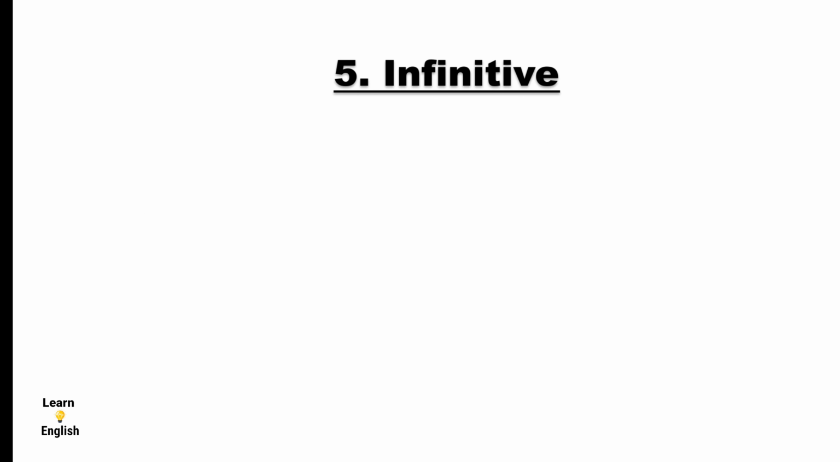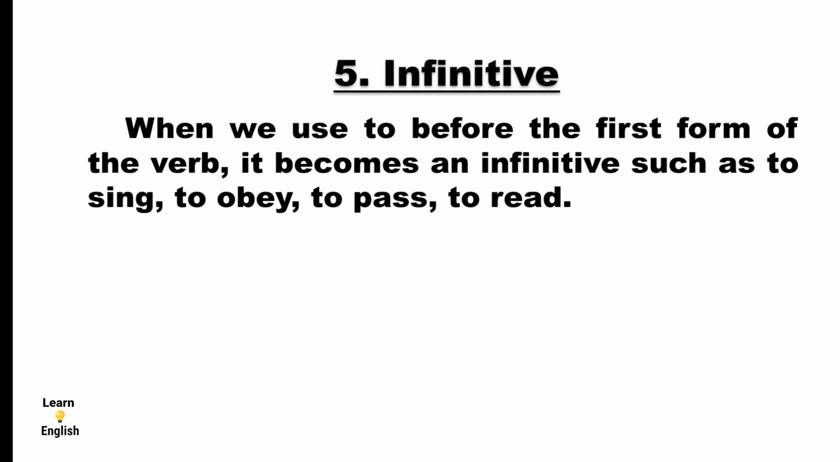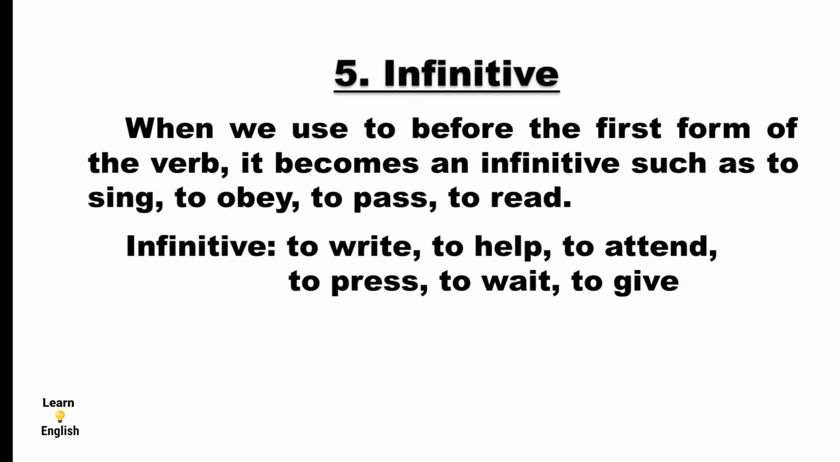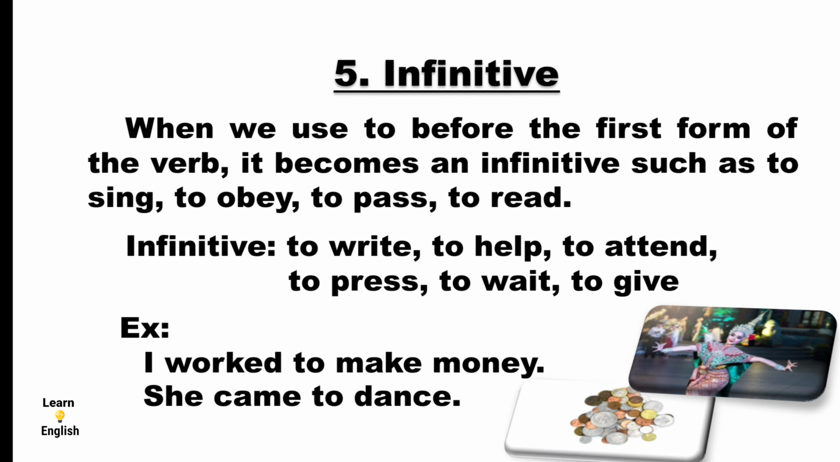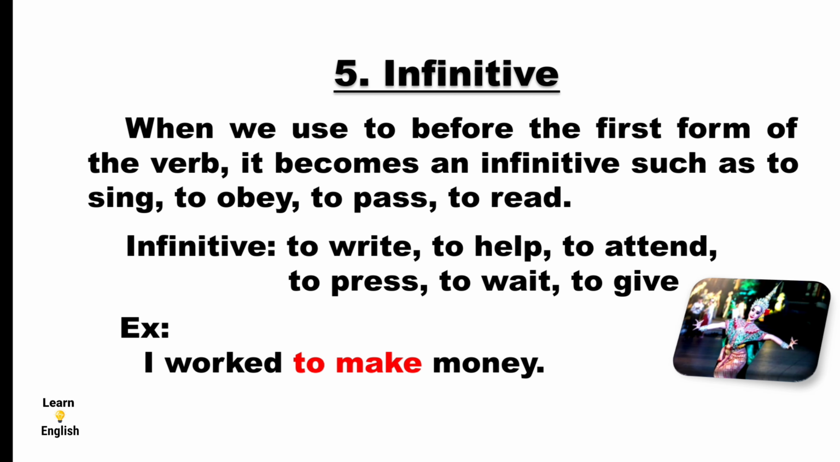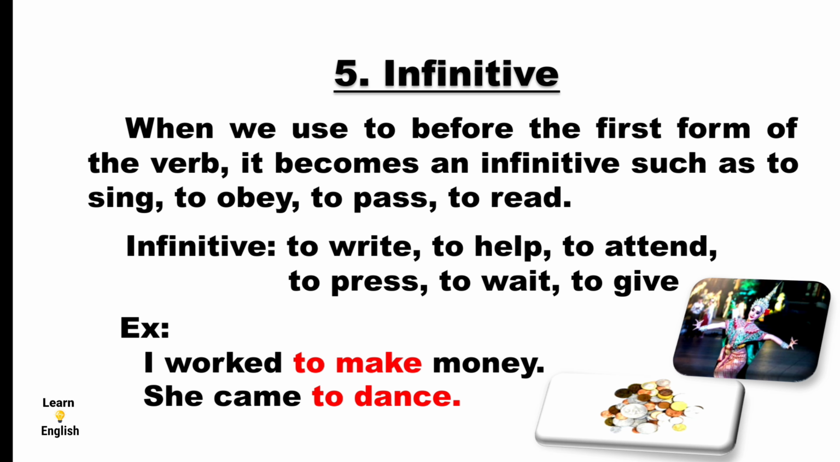Fifth one, infinitive. When we use to before the first form of the verb, it becomes an infinitive, such as to sing, to obey, to pass, to read. More examples for infinitive: to write, to help, to attend, to press, to wait, to give. I work to make money. She came to dance. Here, in the above sentences, to make and to dance are the infinitives.